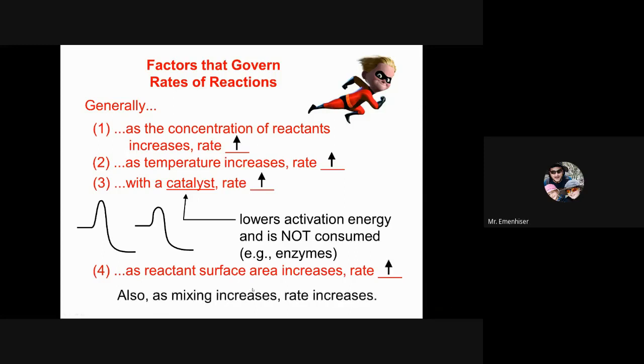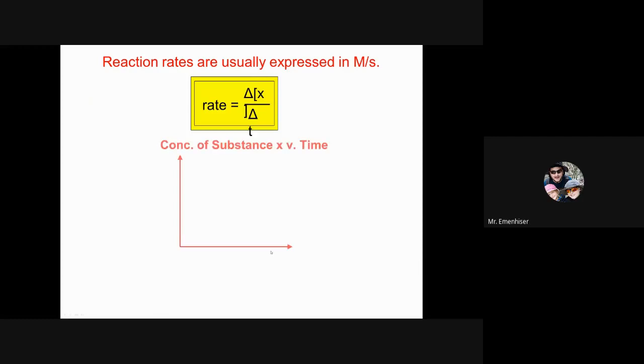What else? Mixing. If you mix and stir something, the rate of the reaction will increase. Okay, the rate of a reaction is expressed in molarity per second, so moles per liter per second.